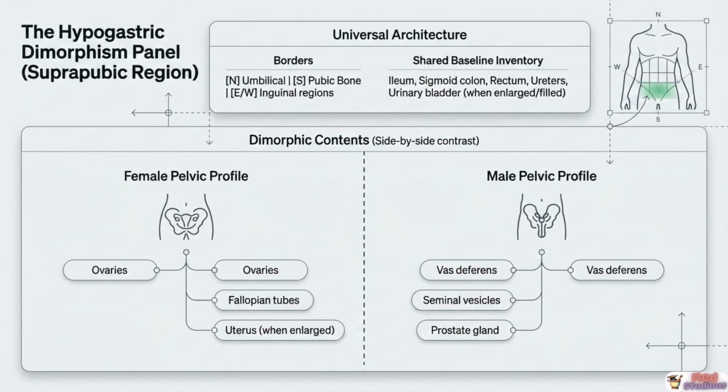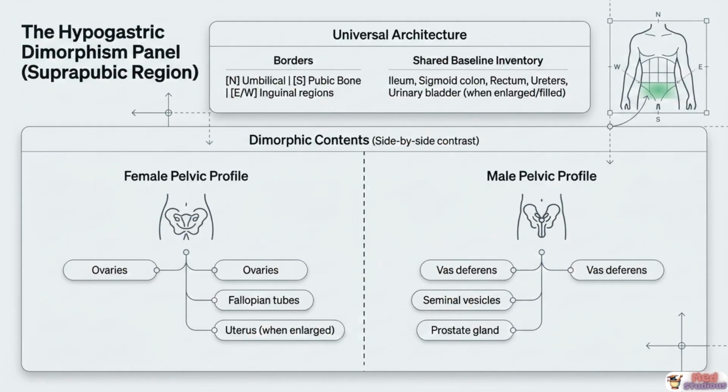The central inferior region of the abdominal grid is the hypogastric region, also known as the suprapubic region or pelvic region. It occupies the central lower abdomen, bounded superiorly by the umbilical region, inferiorly by the pubic bone, and laterally on both sides by the inguinal regions. This region has a universal baseline inventory shared by all individuals, regardless of biological sex: the ileum, the sigmoid colon, the rectum, the ureters, and the urinary bladder when enlarged or filled.